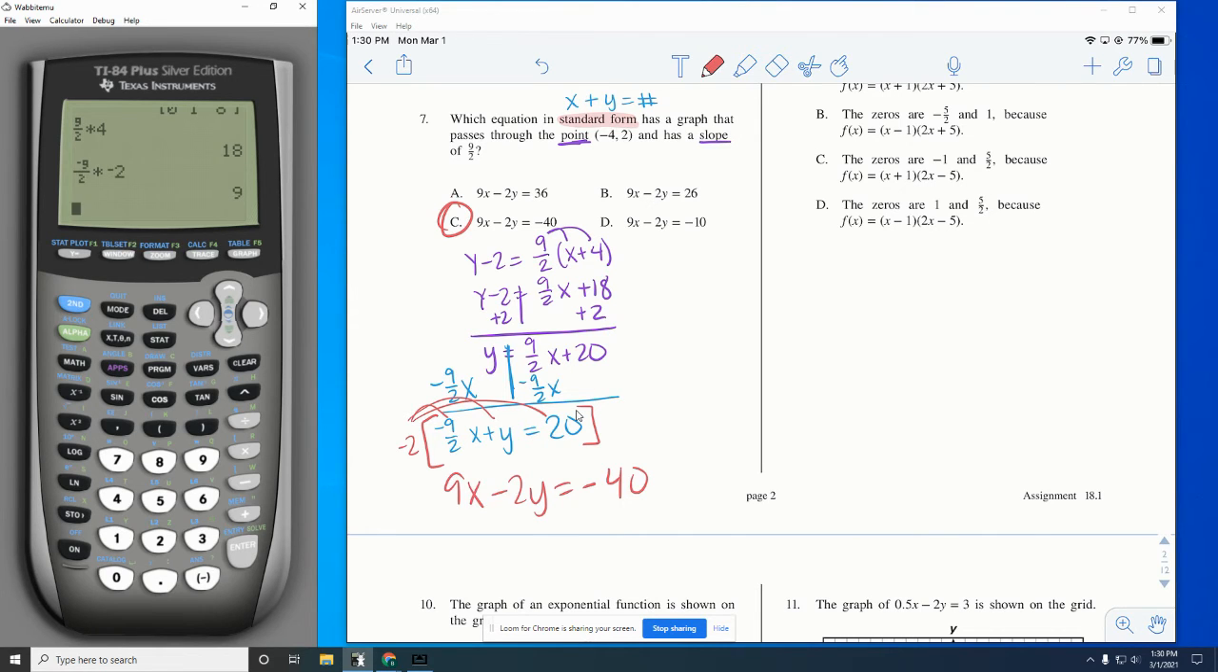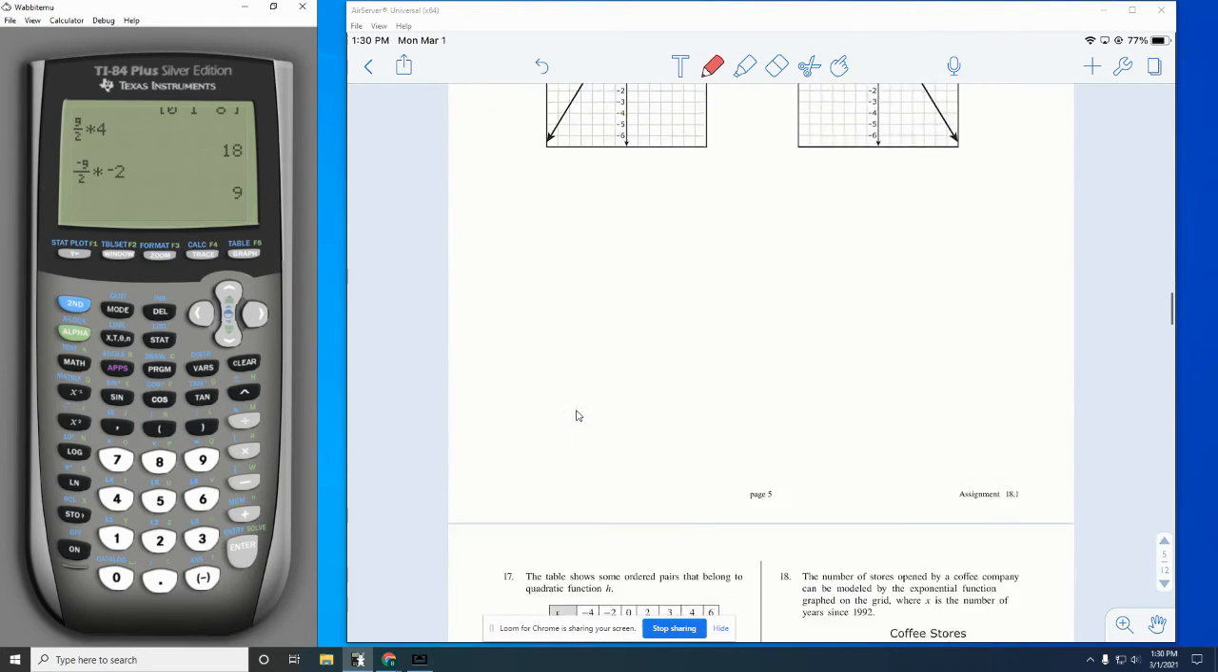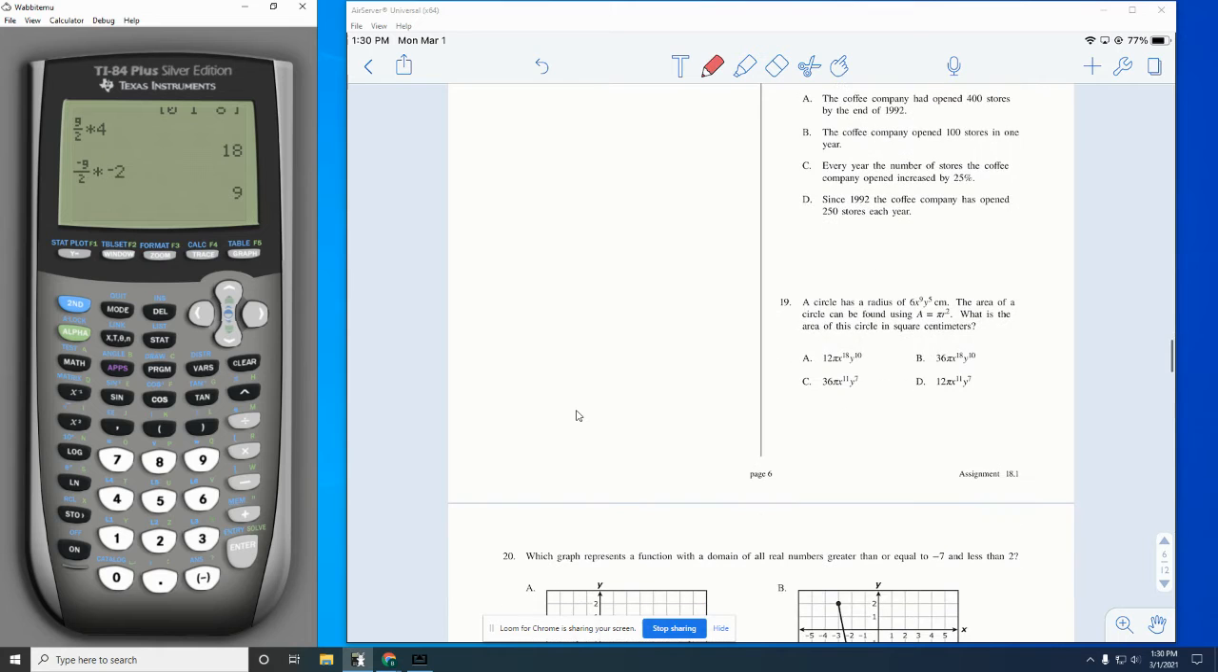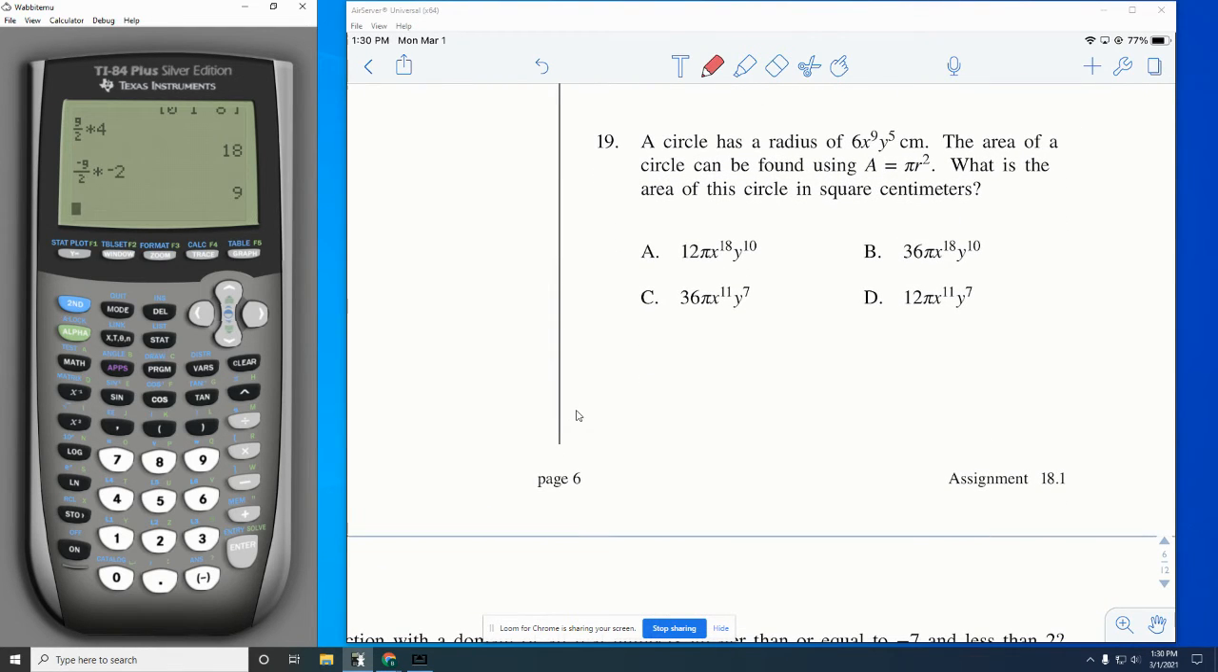Next, we're going to flip to number 19, so a little bit further in your packet. So here we go, page 6, number 19. Number 19 says a circle has a radius of 6x to the 9, y to the 5 centimeters. The area of the circle can be found using A equals pi r squared. What is the area of this circle in square centimeters?